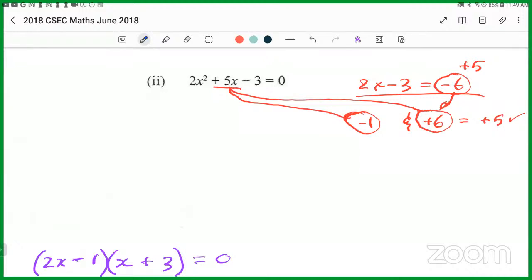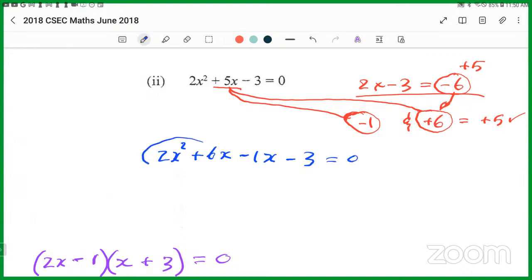So I'm going to split the 5x into those two. I'm going to put the 6x in front. So the expression then becomes 2x squared plus 6x minus 1x. That's it. The plus 6x is for here, the minus 1x is for there. And then back the minus 3, this minus 3 comes back, equals 0.